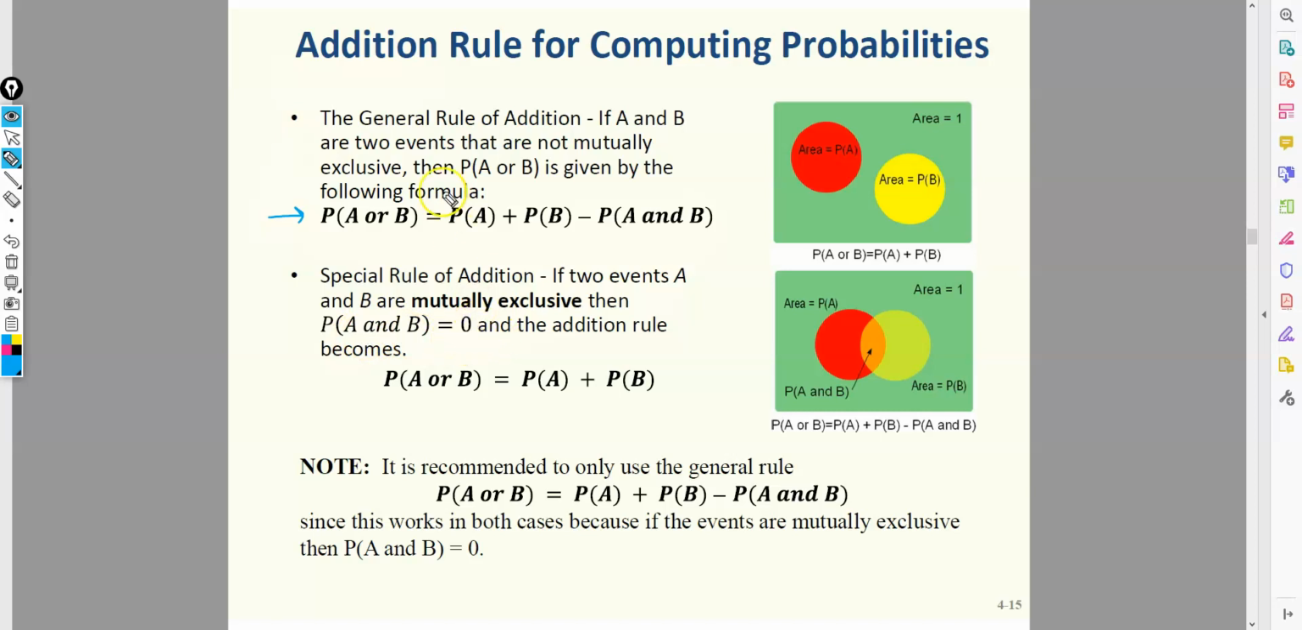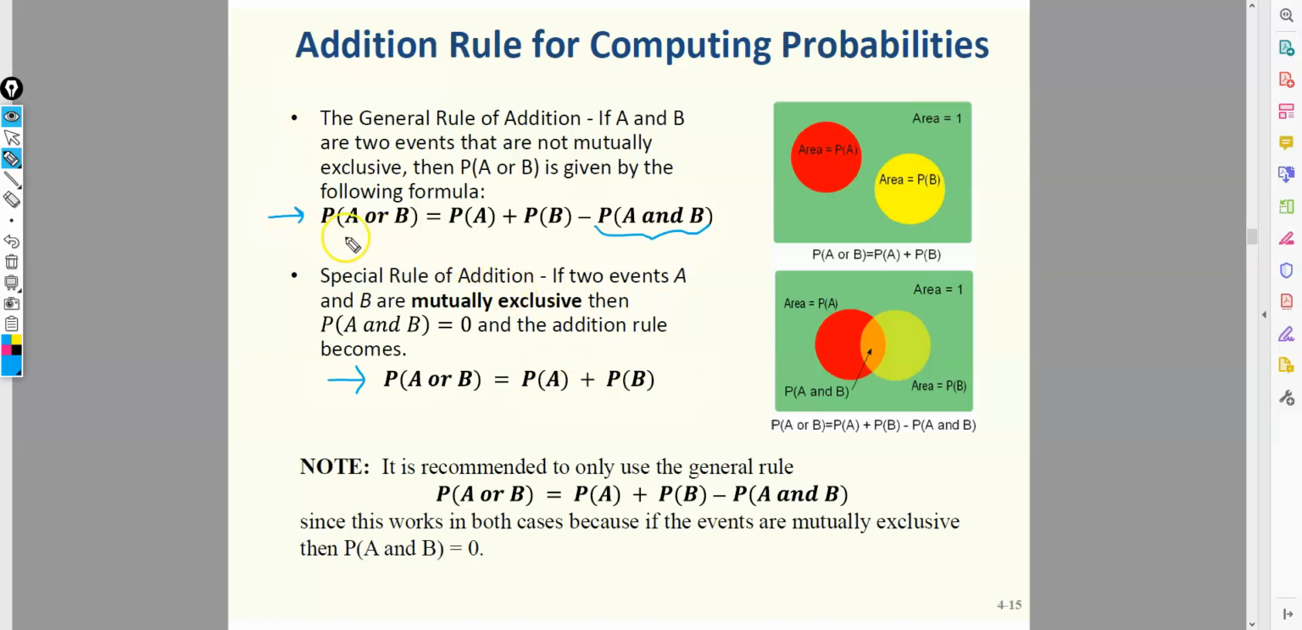In which case then the general rule of addition becomes our special rule of addition that we have stated right here. So you see, if this term right here is equal to 0, well, then of course we just have probability of A plus probability of B, which is what we have listed down here.